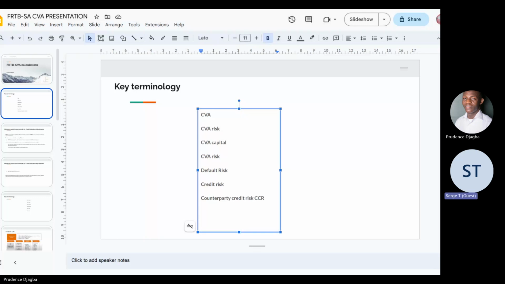So not only do they need to hold capital on things that have simple exposure, but they also need to hold capital on derivatives. And you will say that if you want to calculate the default risk on a derivative, it's not going to be big. It's going to be very small. But the CVA risk on the derivative will be bigger.